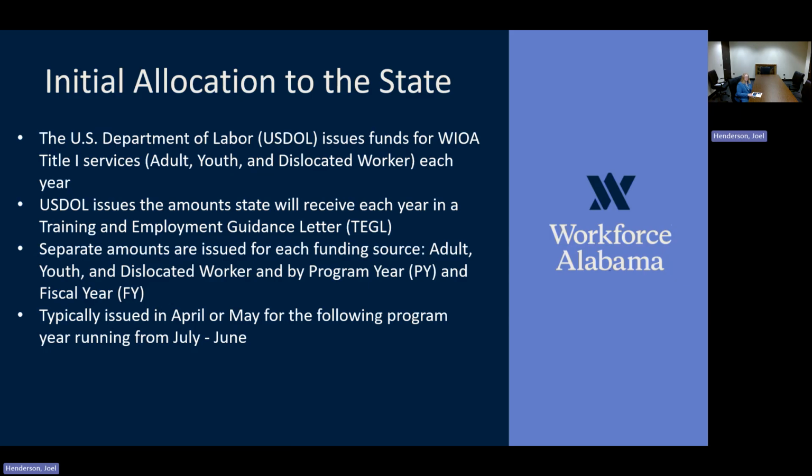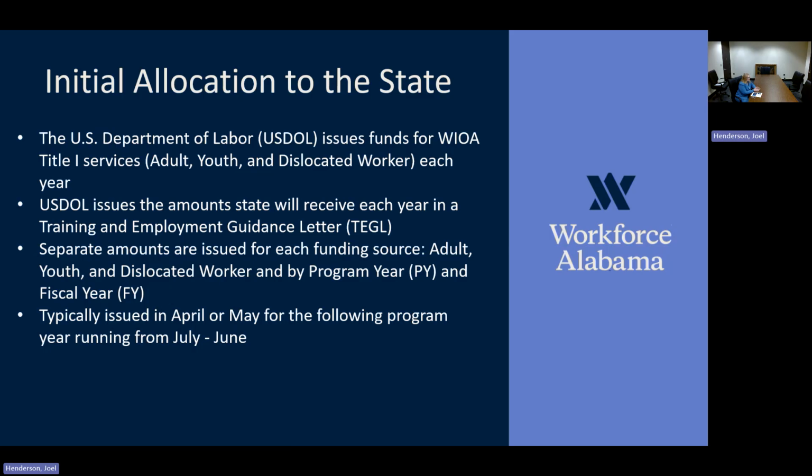In this TEGL, the funds are broken out by program year and by fiscal year. The program year runs from July to June each year, and the fiscal year starts October 1, but for funding purposes it ends June 30th of that year as well, to correspond with the program year.